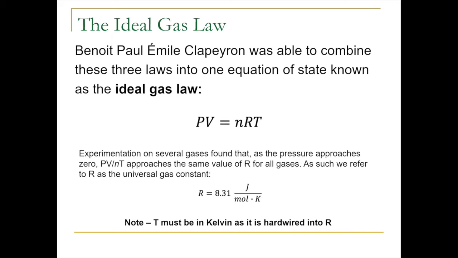Now this value of R is known as the universal gas constant because experimentally what we found is with several gases, if we took the ratio of PV to nT, what happened every time we took the pressure to 0 was that the ratio always approached the same value, which in our case is 8.31 joules per mole Kelvin. So it's important to recognize that this value is going to be used no matter what type of gas it is. But at the same time, it's also really important to recognize that you can see in the units that hardwired in is the temperature in units of Kelvin.